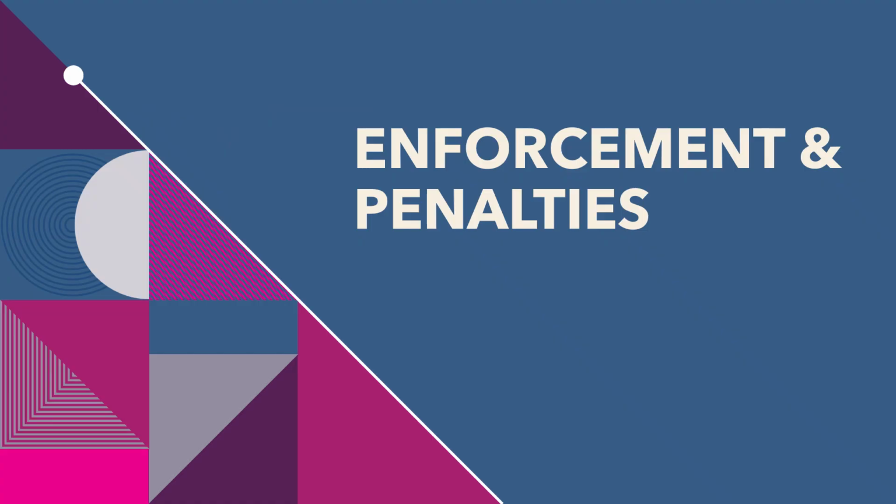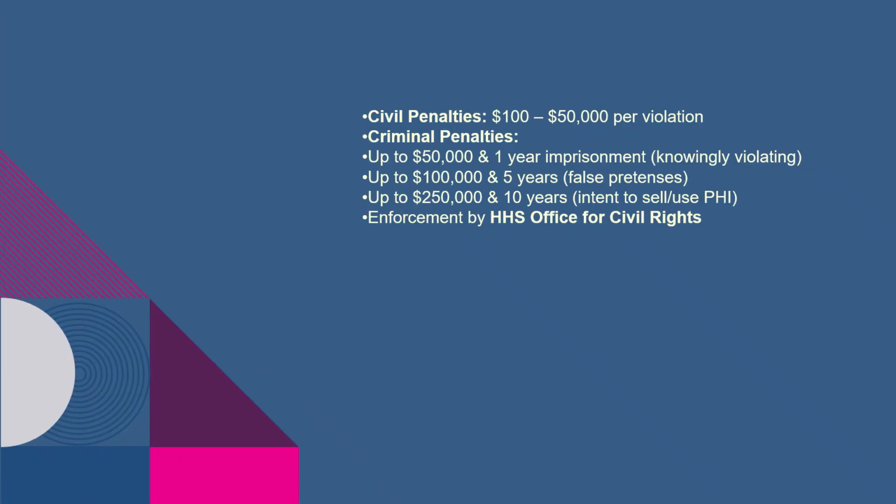Next, let's talk about enforcement and penalties. HIPAA isn't just a set of guidelines. There are real consequences for failing to comply. This section covers how violations are handled, who enforces the rules, and the potential civil and criminal penalties that can result from noncompliance. HIPAA violations can result in both civil and criminal penalties.